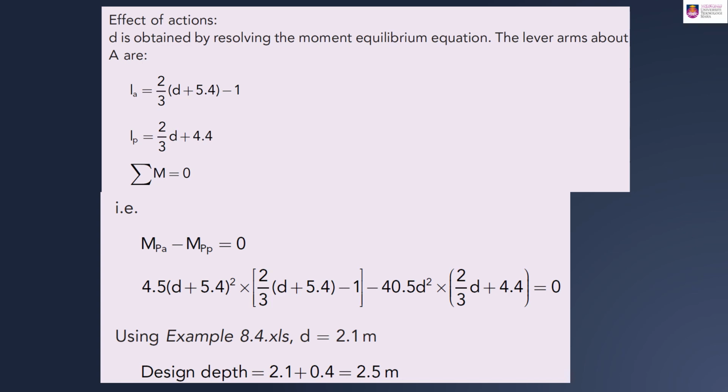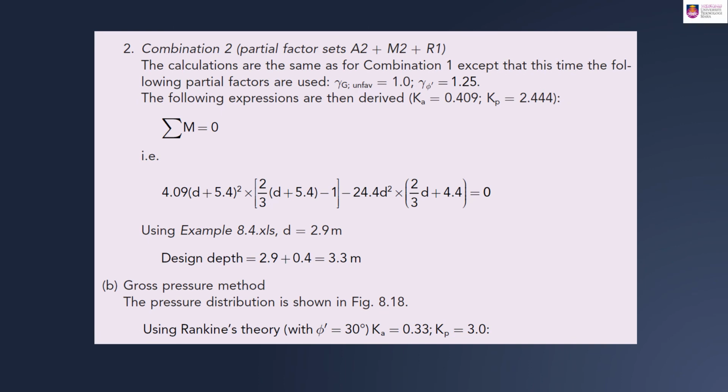So the 0.4 is the principal design, with delta A of 10%. This is the solution by combination 2 and the gross pressure method.